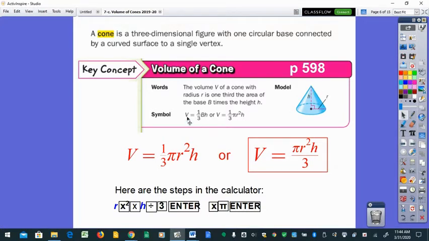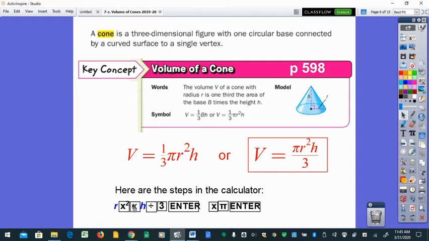Now you're going to notice they're talking about the volume being 1/3 the base area times the height. Remember that the base area, the capital B, is a circle, so the area of a circle is pi r squared. So this is the formula the book's using. I am just going to change that slightly. Instead of multiplying by 1/3, that's the same operation as dividing by 3, and this is the easier way to do it in the calculator. And that's kind of what I'm showing you down here.